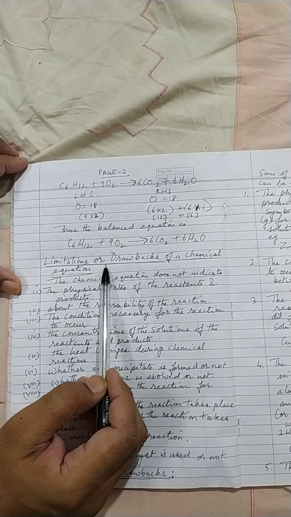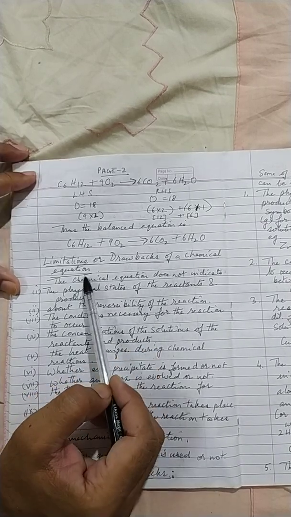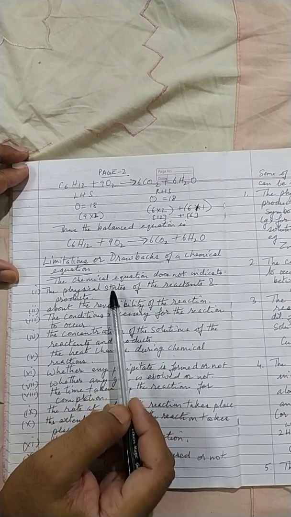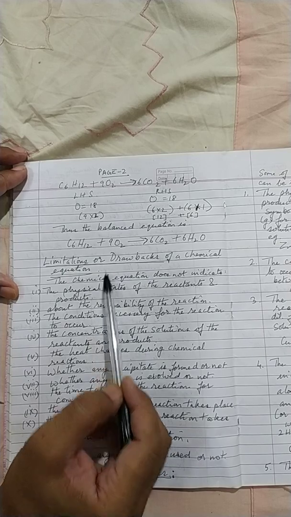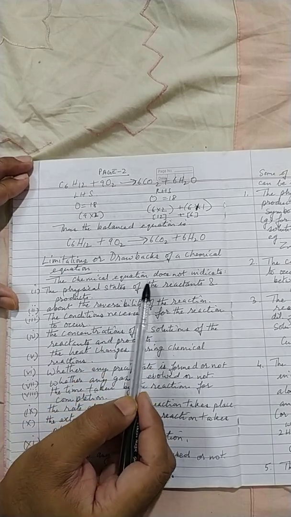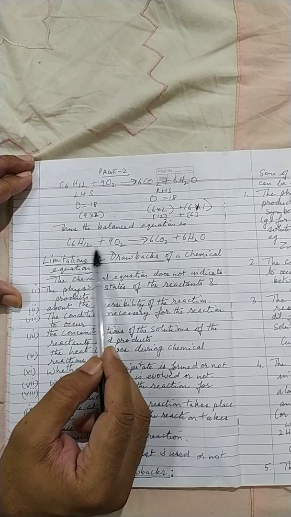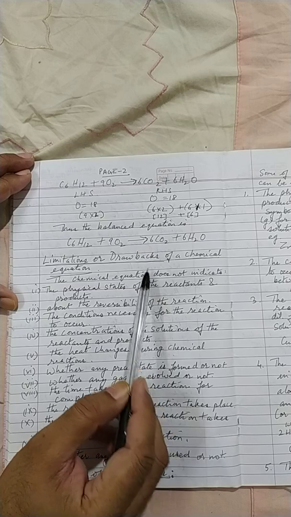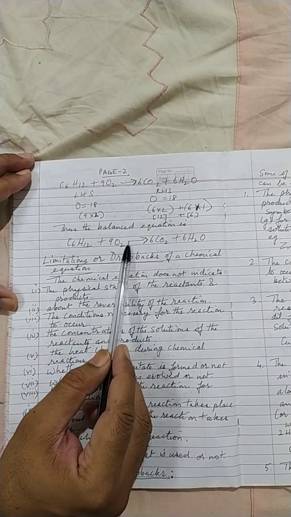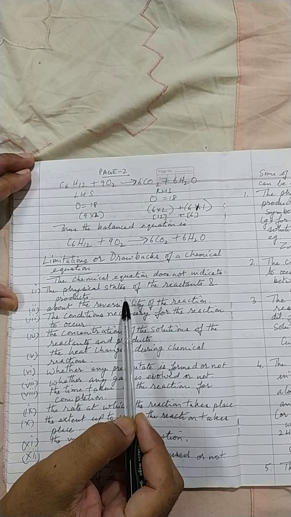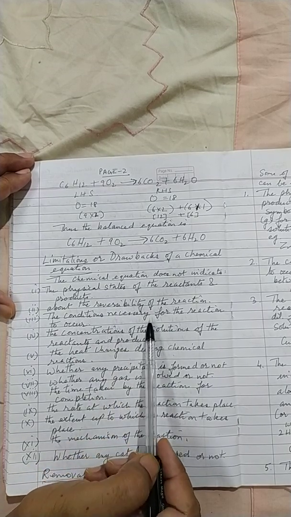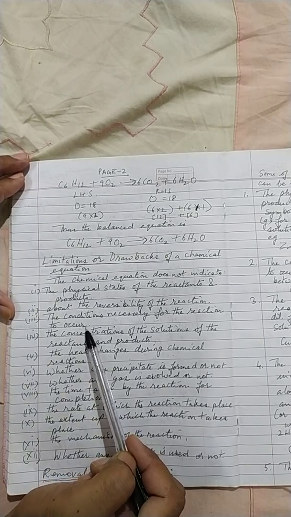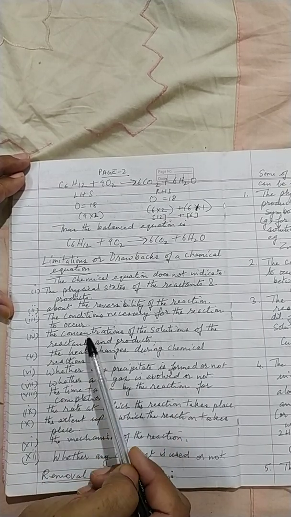There are many limitations or drawbacks of a chemical equation. The chemical equation does not indicate many things, as we can see here. The physical states of the reactants and the products are not shown here. Then about the reversibility of the reaction, we do not know whether this reaction is a reversible reaction or not. Then we see the conditions necessary for the reaction to occur. So what are the conditions under which this reaction is occurring?